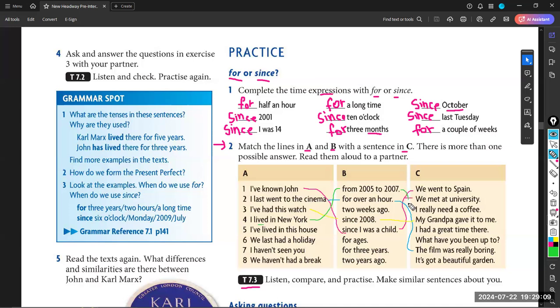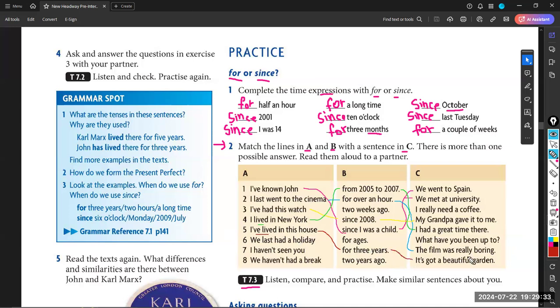Okay, let me match this because we have to check that. Let me change the color and let's complete. Number 5. I've lived in this house for 3 years. Okay, it's got a beautiful garden.